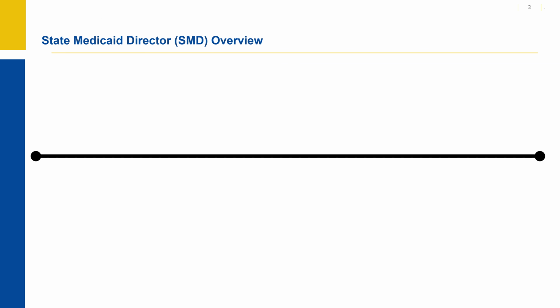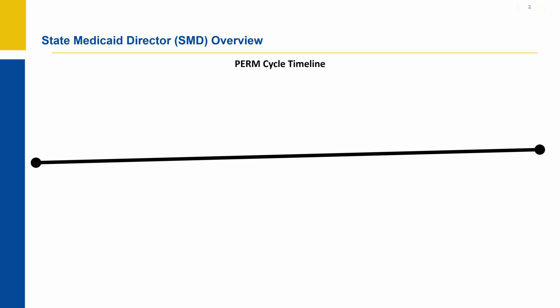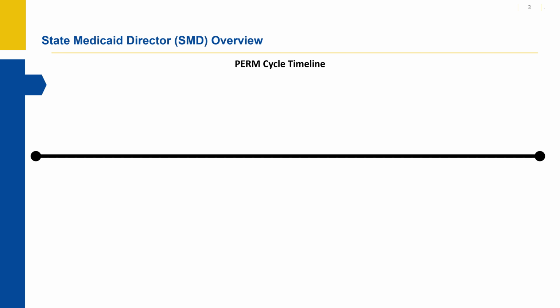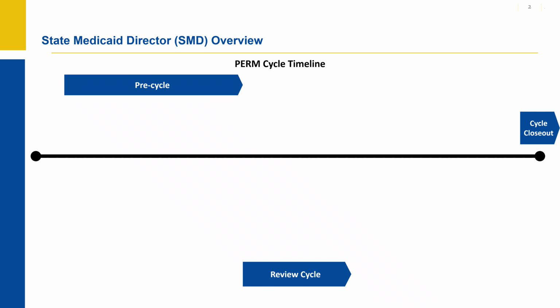CMS uses a 17 to 18 state, district, or territory, hereafter referred to as state, rotation for PERM. Each state is reviewed once every 3 years, with a new cycle starting annually each spring. The PERM cycle can be broken down into 3 phases across a total of 36 months. These phases are pre-cycle, review, and cycle closeout.